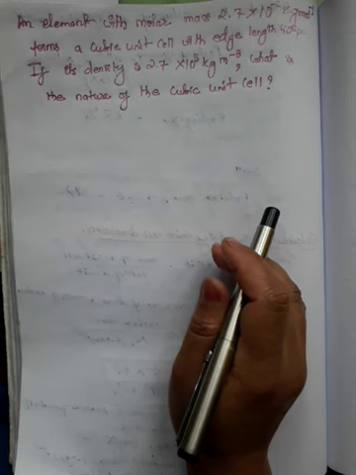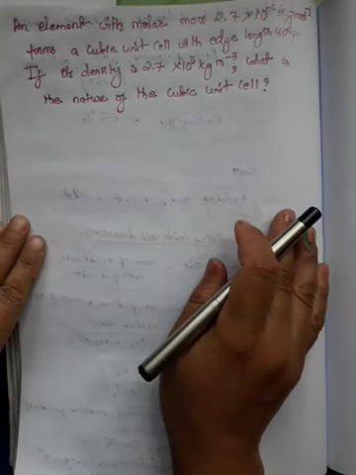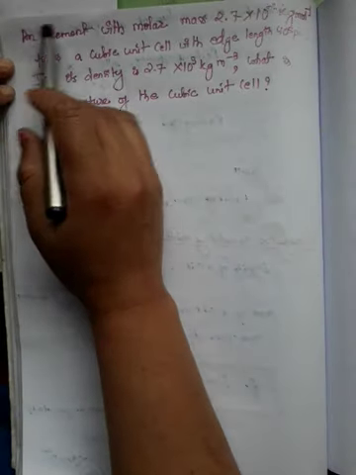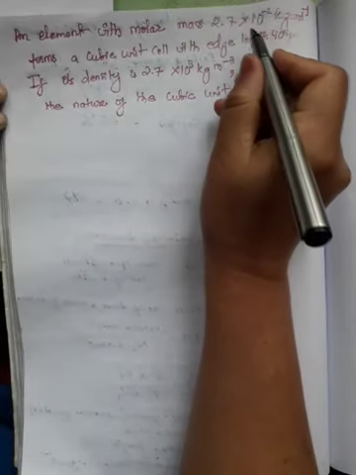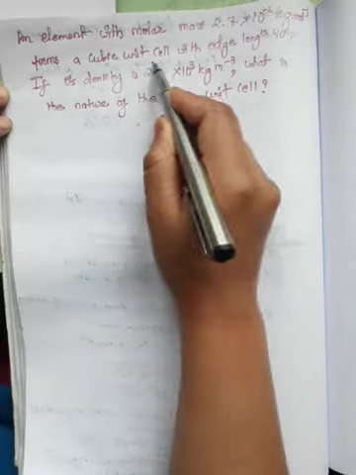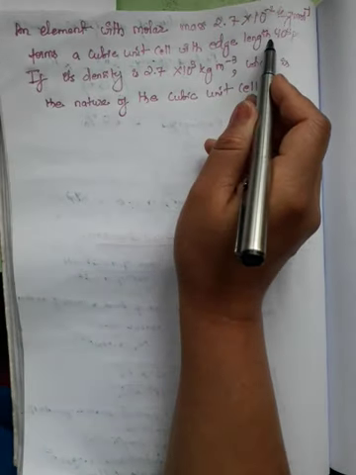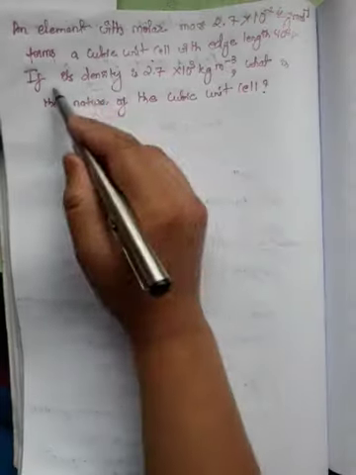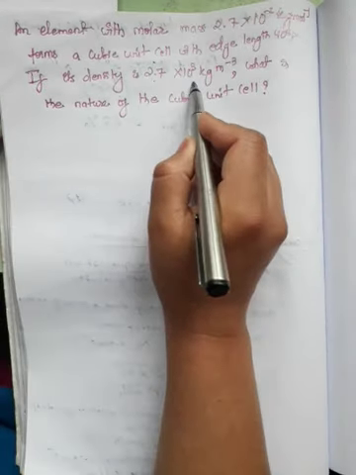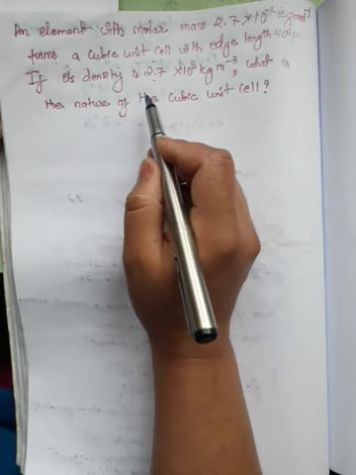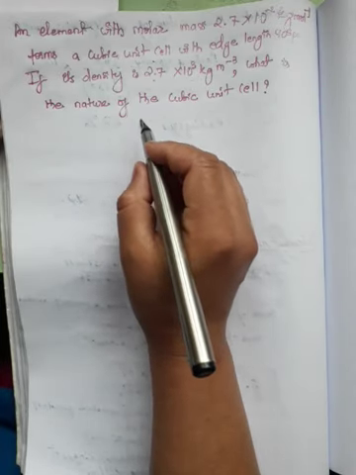Now let us try to solve a numerical related to density. The question is: an element with molar mass 2.7 into 10 to the power minus 2 kg per mole forms a cubic unit cell with edge length 405 picometer. Density is given as 2.7 into 10 to the power 3, and you need to find out the nature of the unit cell, either FCC, BCC or simple cubic unit cell.